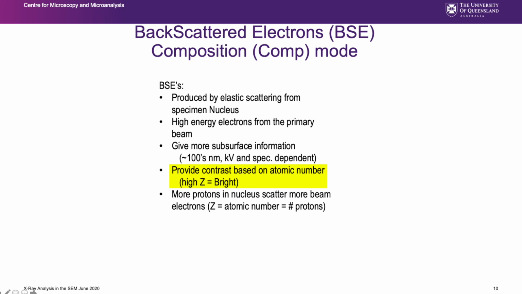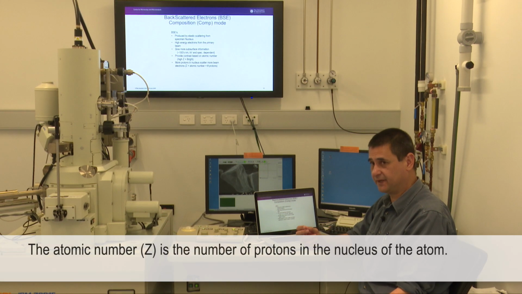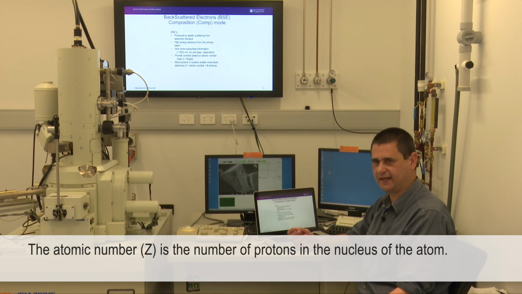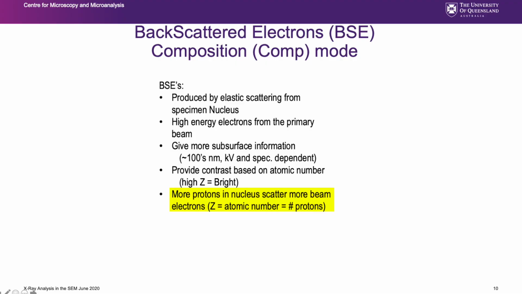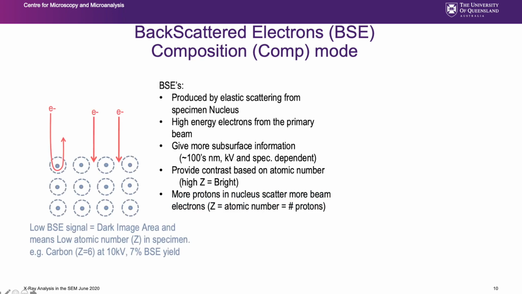High Z is bright. Remember, Z, the atomic number, is the number of protons in the nucleus of the atom. The positive nucleus attracts the negative electron, and that causes the scattering effect. So more protons, more scattering, brighter image. So there's a low Z material on the left, and for example, carbon, with atomic number 6, has been shown at 10 kV to have a backscatter yield of about 7%. So 7% of the primary beam would come back out as backscatter electrons.